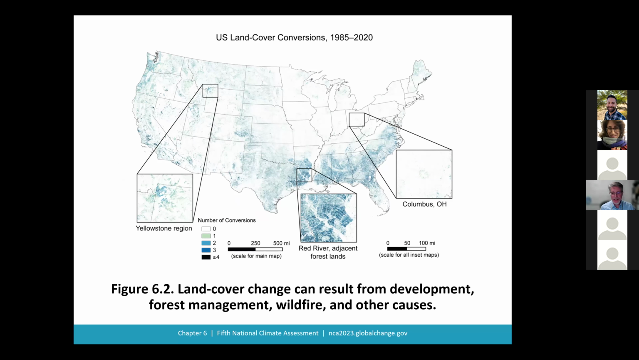We were also able to assess the frequency of changes in these land covers from those data sets and looking at different drivers for the frequency of changes. For example, in the region around Columbus, Ohio, changes resulting from development expanding away from the urban core there. In the Red River area, lots of forest management going on there is leading to multiple changes in land cover over time. And for example, over the Yellowstone region, large disturbances such as wildfire leading to significant changes in land cover over time in that region.